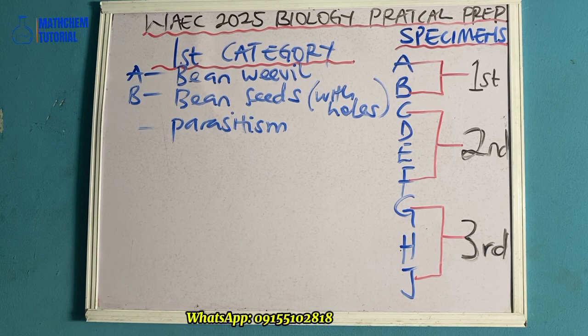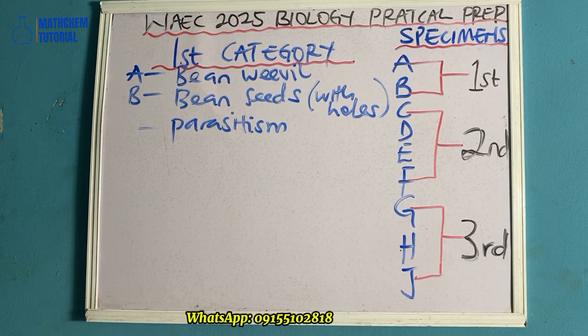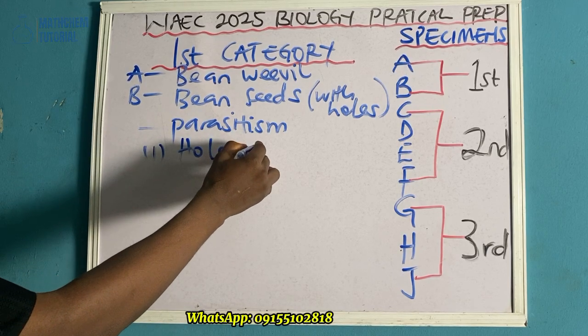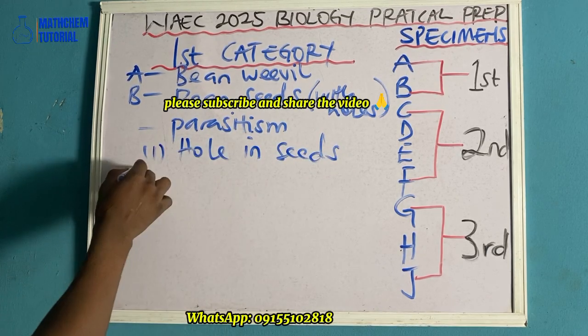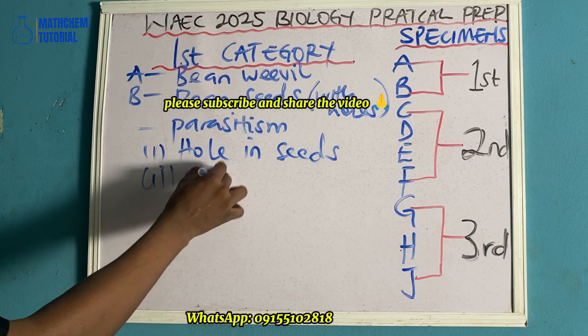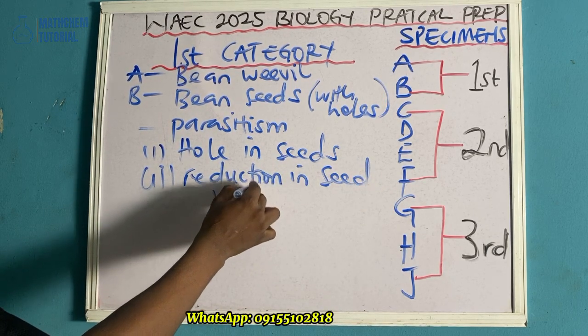Another thing you should expect in this same first category is to give two observable effects of specimen A on specimen B. Remember, all these questions are just predicted questions that you should add to anything you are learning. The two observable effects of specimen A on B are, number 1, holes in seeds, and number 2, reduction in seed viability.